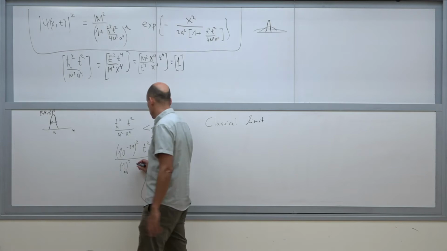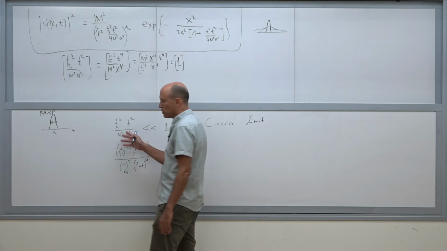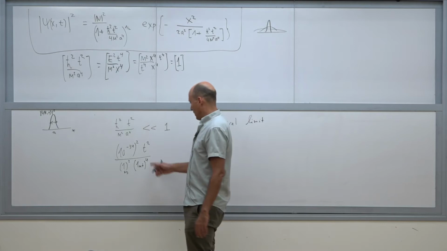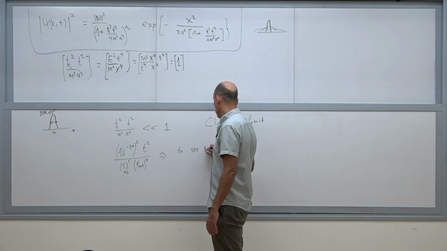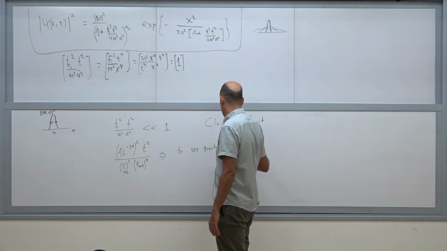Why do I say this? Because soon you'll see, I can put here also 10 to the minus 6, it doesn't matter. So to see quantum effects, from here I can say, how long do I need to wait in this example? Roughly? What is the time?